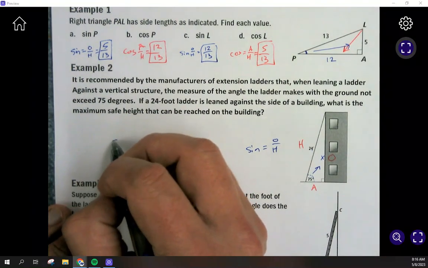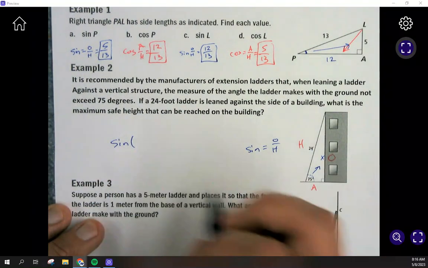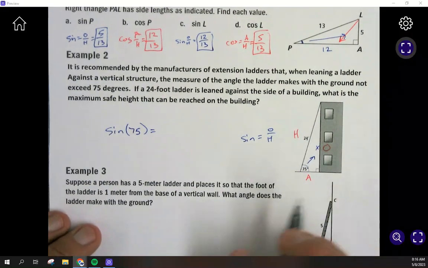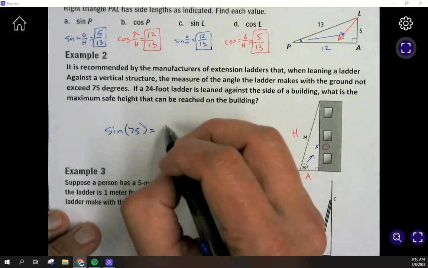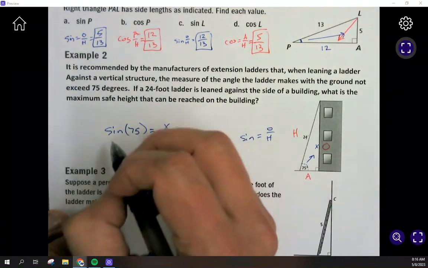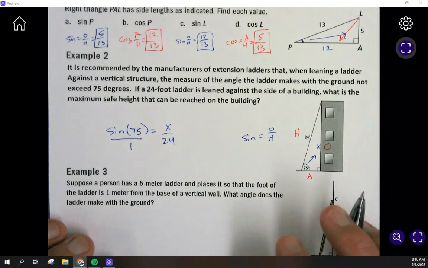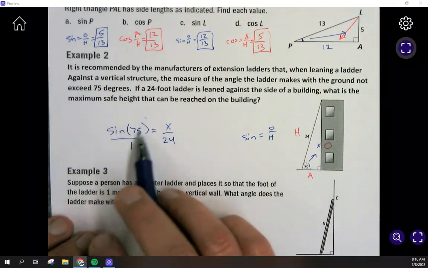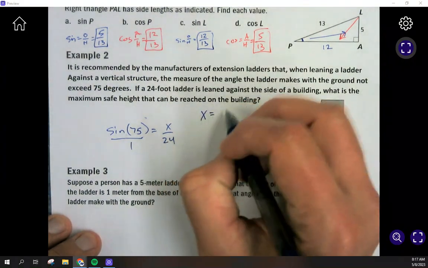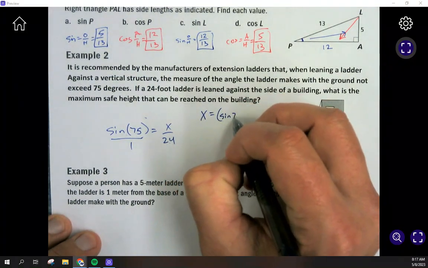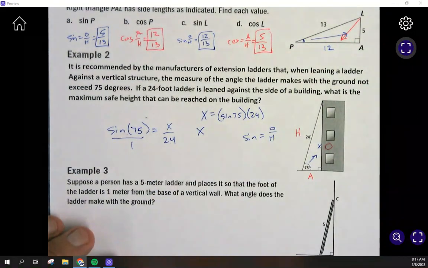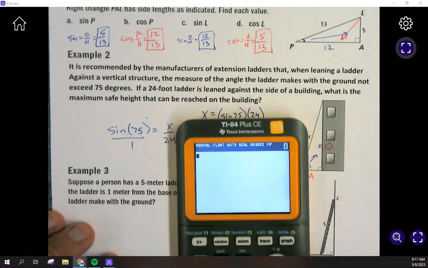So I write out my equation. Sine of the angle, which in this case is 75 degrees, equals opposite over hypotenuse, so x over 24. This sets up, just like we looked at in the last section, as multiplication because sine of 75 is diagonal from the 24. So all I have to do is multiply sine of 75 times 24, and I will have x. So I'm just going to punch that in.